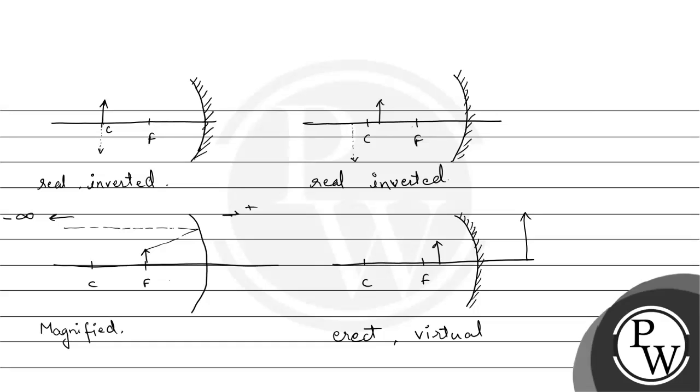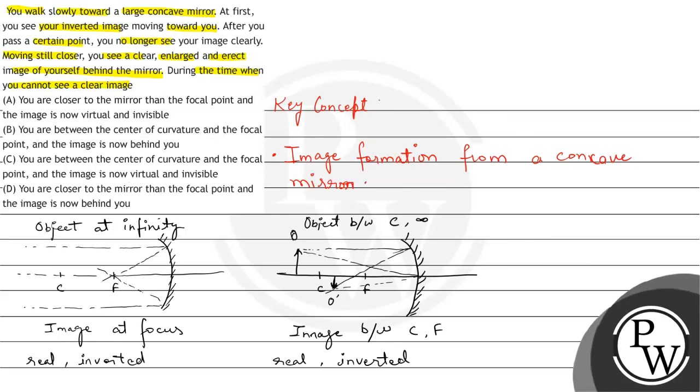Okay. Now, taking these cases into account, let us check the solution part for our question. So for the solution part, what do we have? The question says that at first you see your inverted image moving toward you, which was, I think, this case, that when we walk from infinity to C, we can clearly see that our image is coming from F towards us. So the first case was this one.